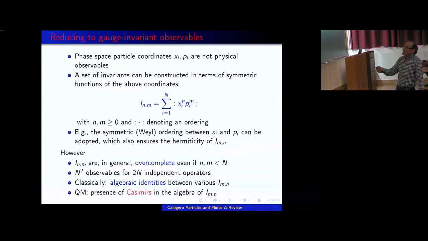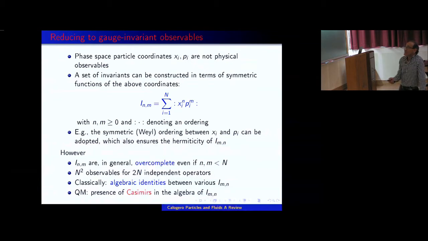In general, however, this set is overcomplete. Not only do you have a finite number of particles, capital N, but in principle these indices could go all the way to infinity. Even if you were to truncate this to capital N, so that you at least have all the coordinates included, this set of N times N plus 1 over 2 quantities, or N squared actually, if I let both indices run from 1 to N, is still overcomplete. N squared observables for 2N independent operators.